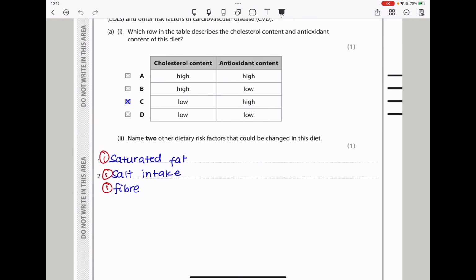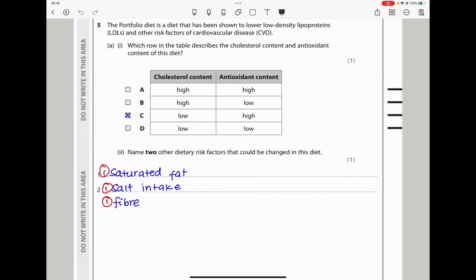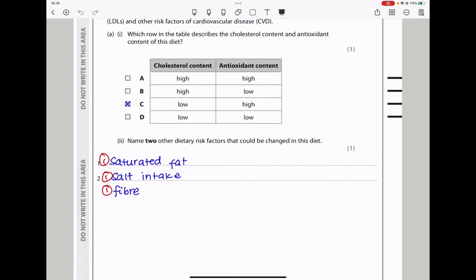In part 2, name 2 other dietary risk factors that could be changed in this diet. So for this diet, we could change the saturated fat, we could change the salt intake, the quantity of fiber, and so on. So any 2 of these would earn you 1 mark.